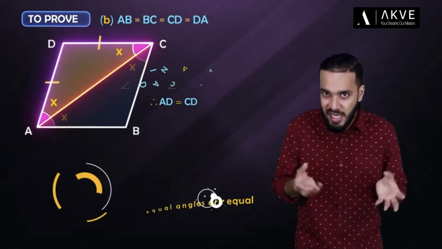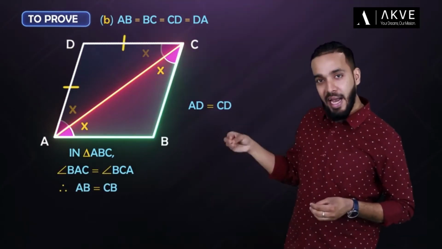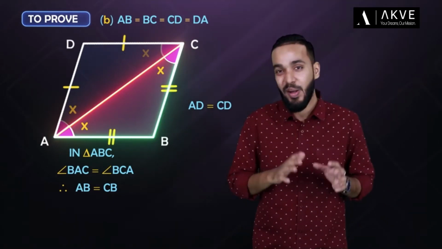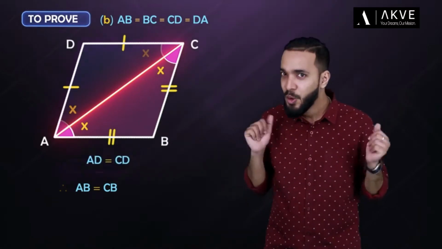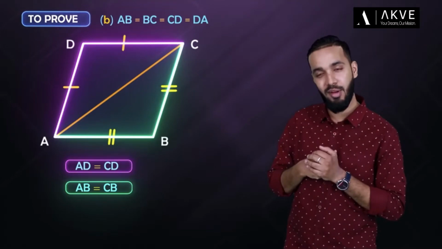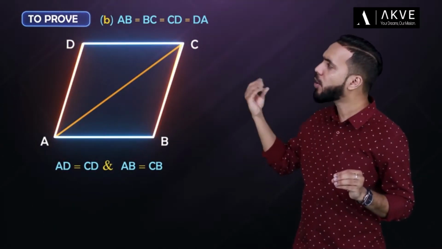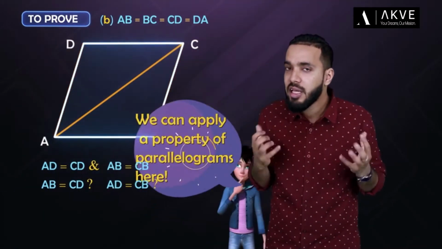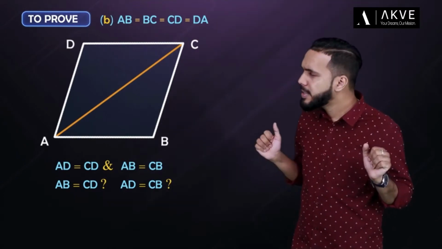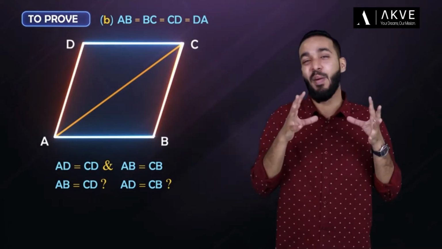So, following the same property in triangle ABC, AB and CB being opposite to the equal angles are also equal. So, we proved that these two sides are equal and then these two sides are equal. But how do we show that the other two pairs are also equal? I'm getting this feeling that we can apply a property here. But which one? Something to do with sides. Bingo! The property on opposite sides.